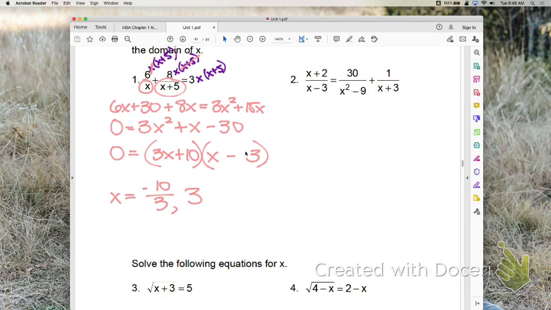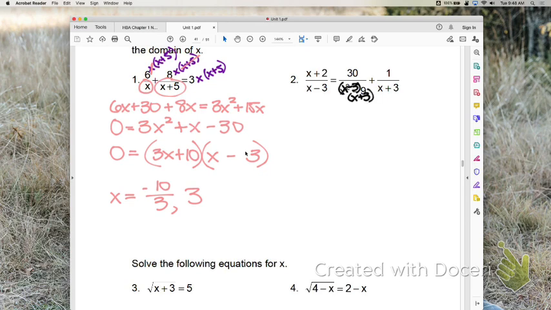So looking at number 2, someone tell me right off the bat, what can I not have as answers? 3 and negative 3. Those are the only two. Okay, so I know before I ever start number 2, if I get 3 or negative 3, I just cross them out. And then I go from there. So for number 2, I would still factor anything I can in the denominator before I get started. What's the one thing I can factor? Okay, this is x minus 3 times x plus 3.